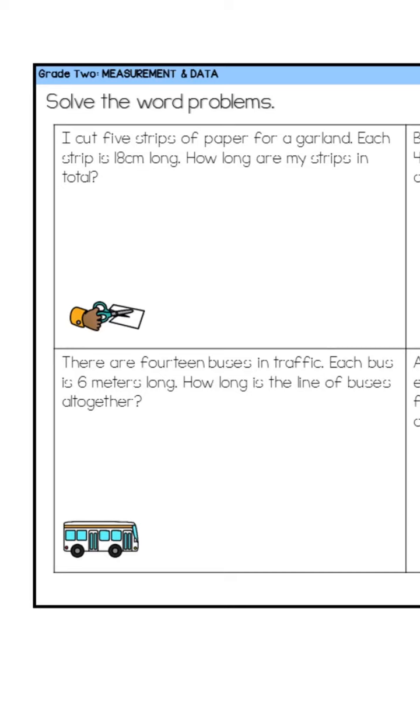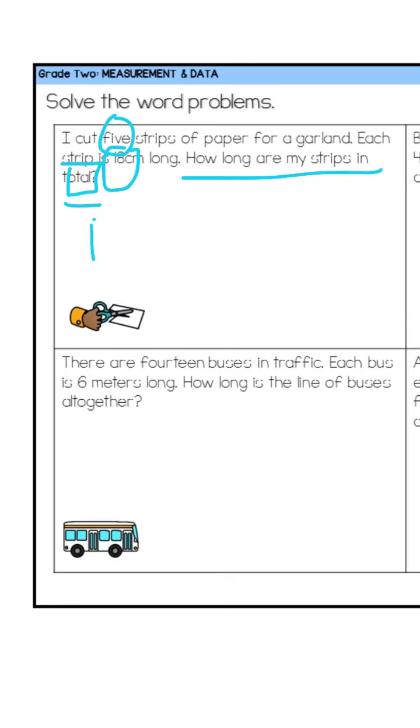So the first one says, I cut 5 strips of paper for a garland. Each strip is 18 centimeters long. How long are my strips in total? So I have circled my numbers, underlined my question. My keyword is total, so I need to box that in, and that means to add all 5 strips, which are each 18 centimeters long. So you can either stack all 5 of those up and add, just don't forget to regroup, or you can break it up and add them up 2 at a time.